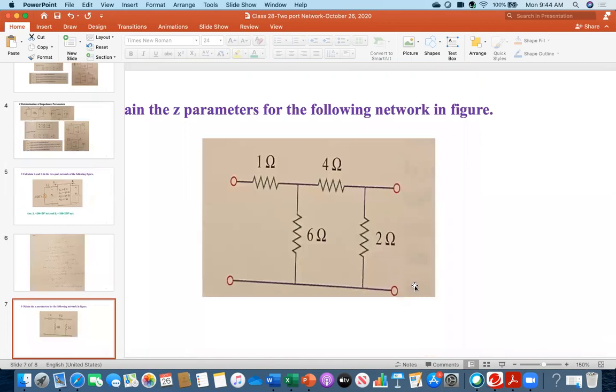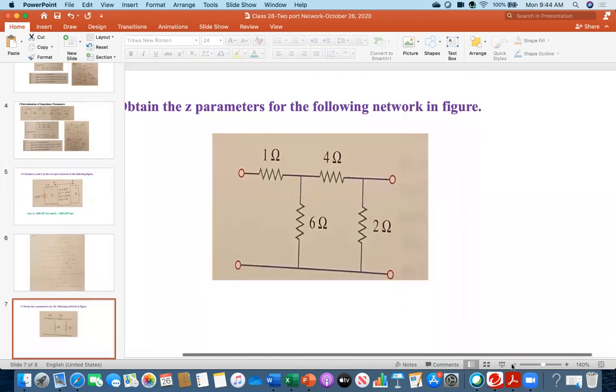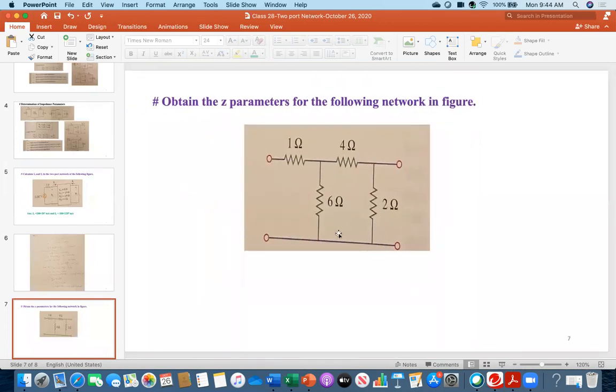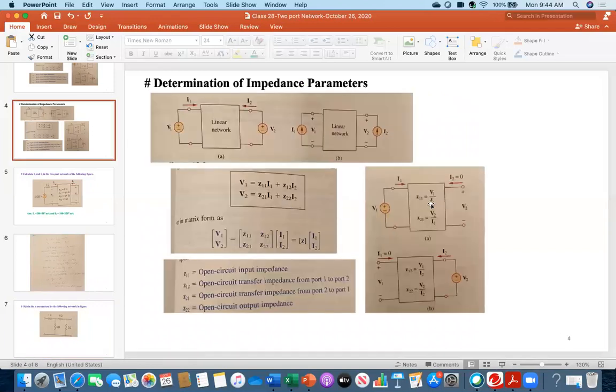This time you calculate the g parameters. Everybody see this circuit. Obtain the g parameters for the following network in this figure. There is a 1 ohm resistance here. I mean, we did similar things with these 3 components, but for example, there is one more component. Then based on this, calculate the g parameters. So g parameters means finding g11, g12, g21, g22.